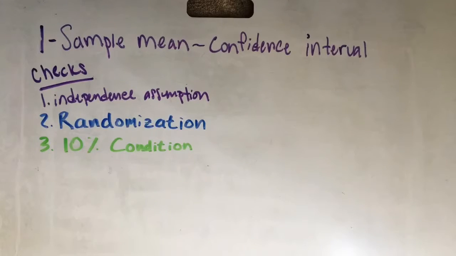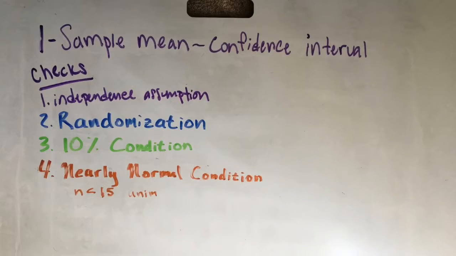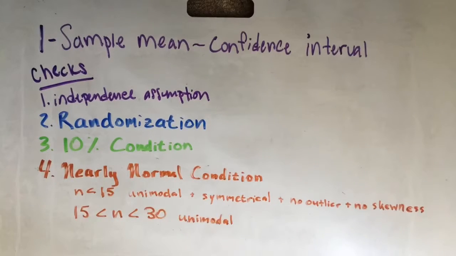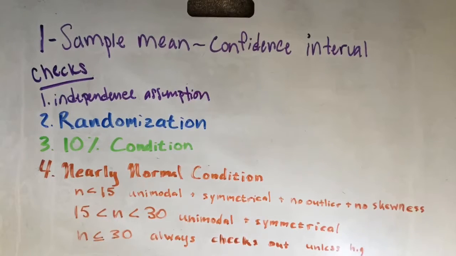First check is independence assumption, second is randomization, and third is 10% condition. The fourth is nearly normal condition, and if n is less than 15, it needs to be unimodal, symmetrical, no outliers, and no skewness. If n is between 15 and 30, it needs to be unimodal and symmetrical. If n is greater than or equal to 30, it always checks out unless the data is highly skewed.